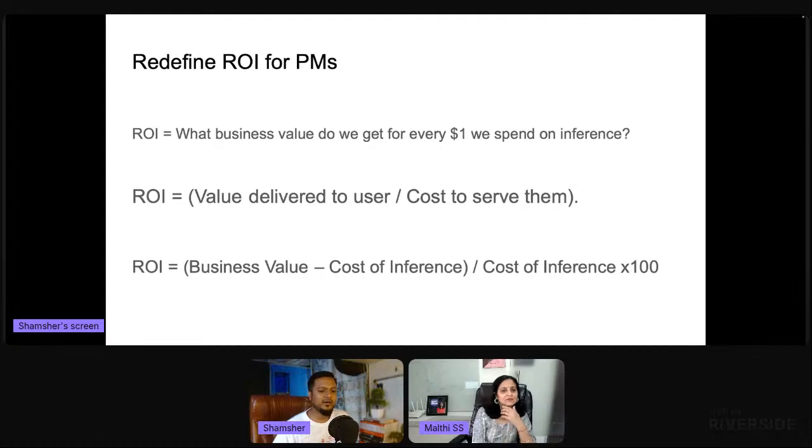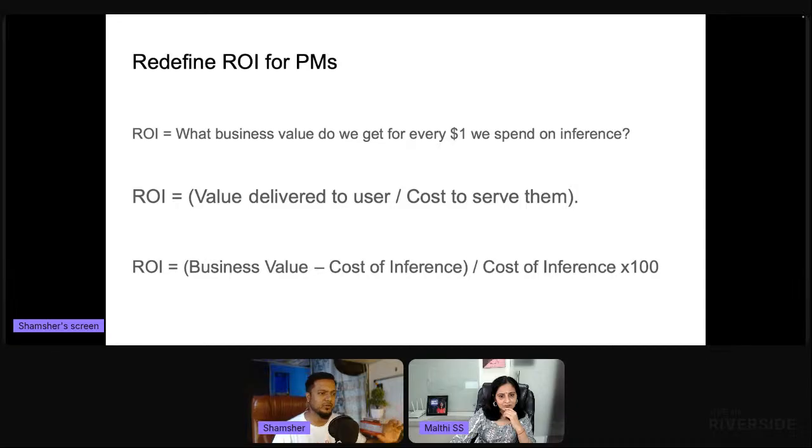So basically, if you're a PM building an AI product, the first thing you will have to think about is what is the business value that you will generate if you're building an inferencing platform. The business value is, for every dollar we spend on inferencing, how much value or business we can generate for the company, so that maybe we at least get $2, $5, or $10 per user per request. That's the idea for calculating the ROI.